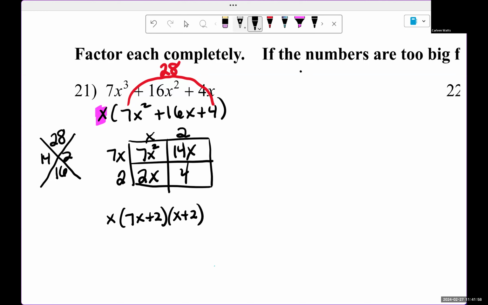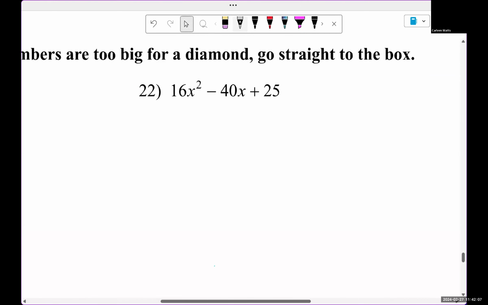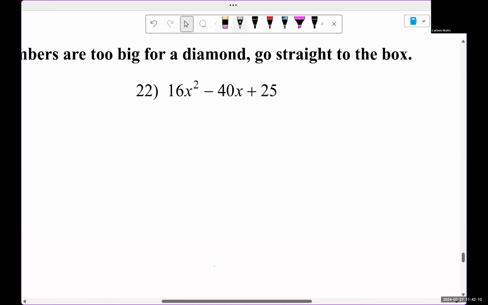Are we getting better? Rainbow diamond box. If you're not sure about rainbow diamond box, stick around. We'll do it again. Okay. 22, what's the first step? Is there a GCF? There's not a GCF. Okay, rainbow. 16 times 25. Whoa, 400.